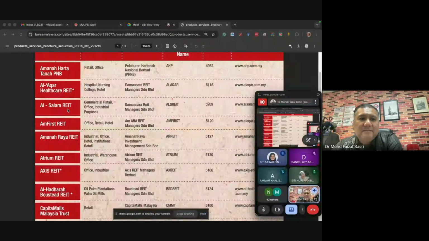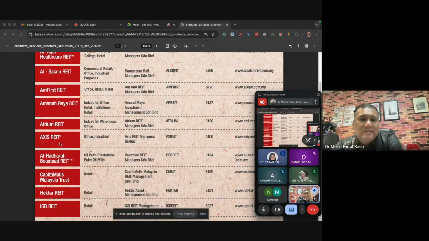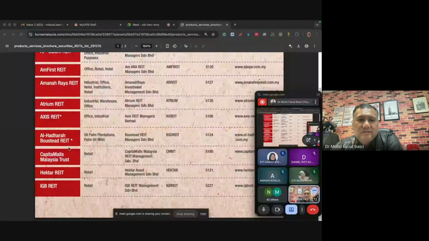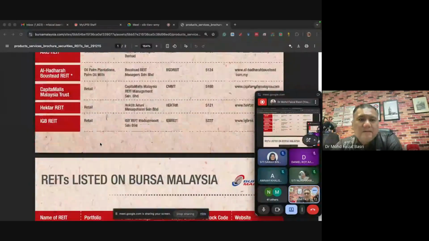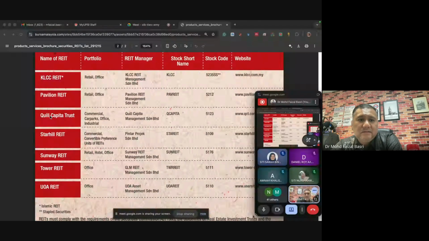Dan dia ada Al-Salam, ada Amfirst, Amanah Raya, Axis REIT, ni pun office, banyak office. Al-Hadarah Boosted REIT, Palm Oil Plantation, Mills, Kilang-Kilang. Kita tengok yang KLCC. Okay, KLCC ada Pavilion, Quill Capital Trust. Okay, termasuklah commercial car park, office, termasuk Quill Mall tu kalau tak salah. Star Hill, Sunway, okay, retail, hotel, office.